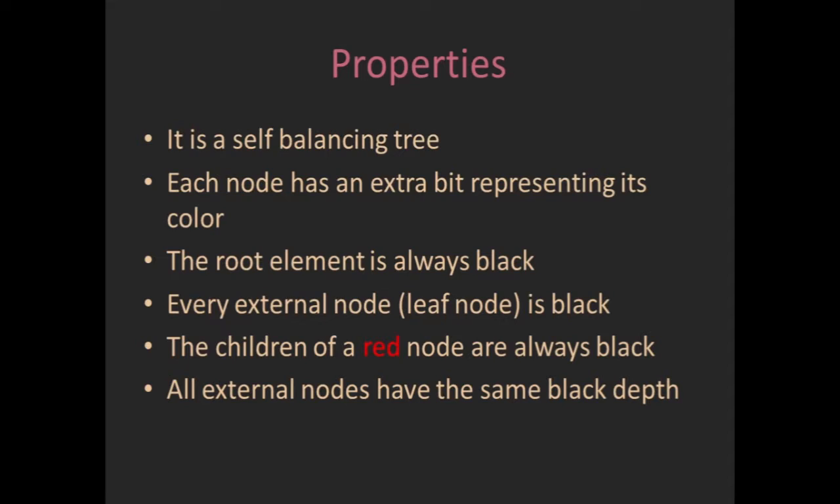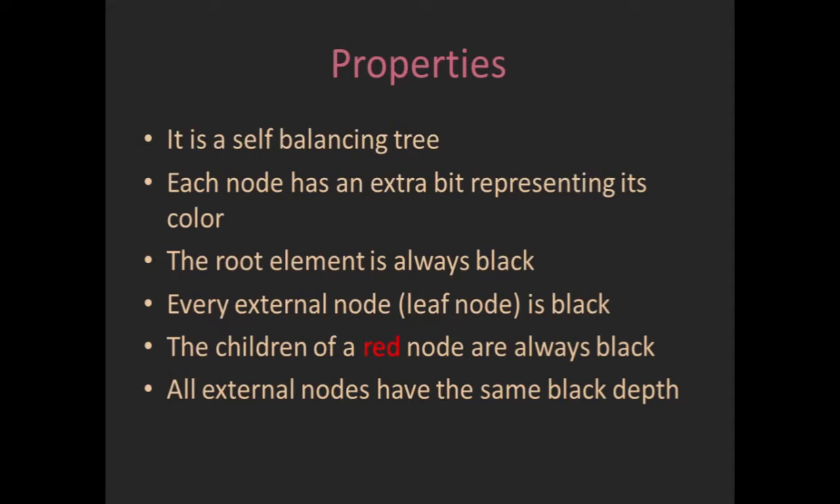Now each node has an extra bit representing its color. In the normal binary search tree, we just get a node with its left and right children and the data it holds. But in this tree, each node also has a color. The third property is that the root element is always black. So the tree always starts with a black node.